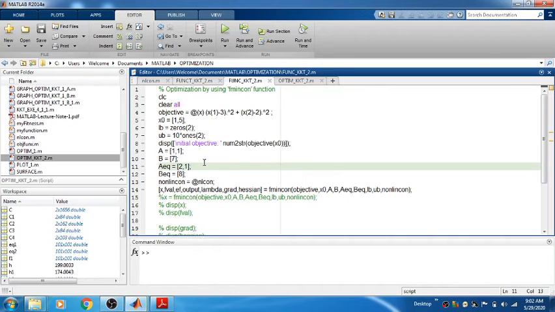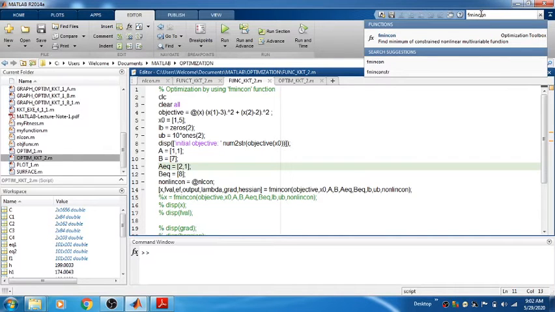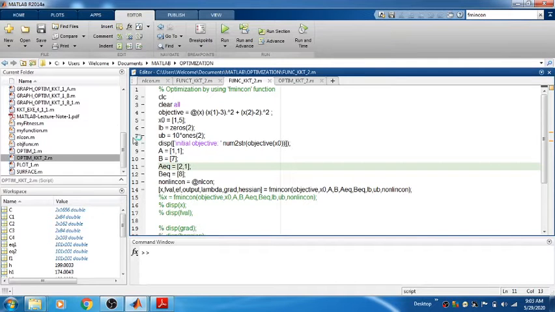some inbuilt function. So right now I have this objective function, x1 minus 3 whole square plus x2 minus 2 whole square. This is the objective function. Let's see, this is your initial guess, right? This is your initial guess. Now the function I am using is fmincon. So you can see how we can write it.